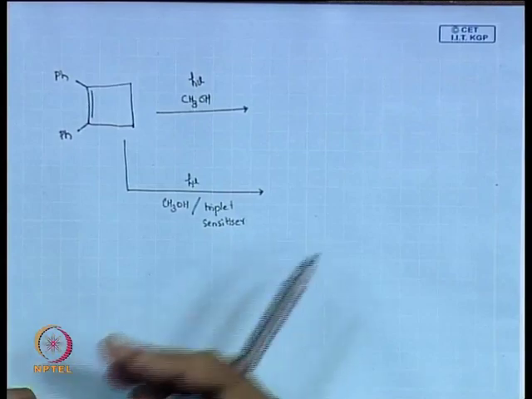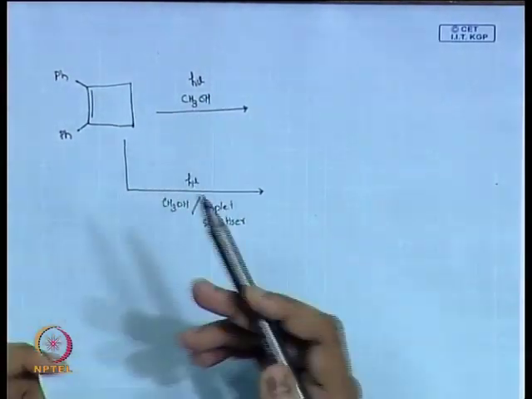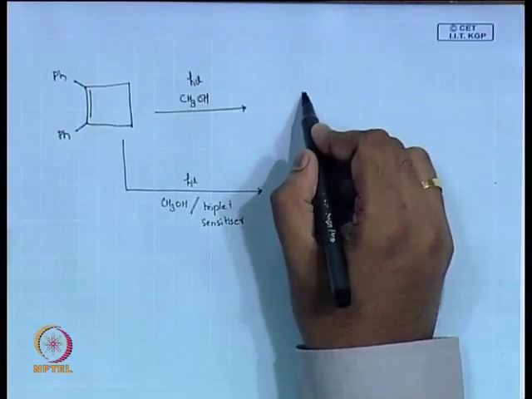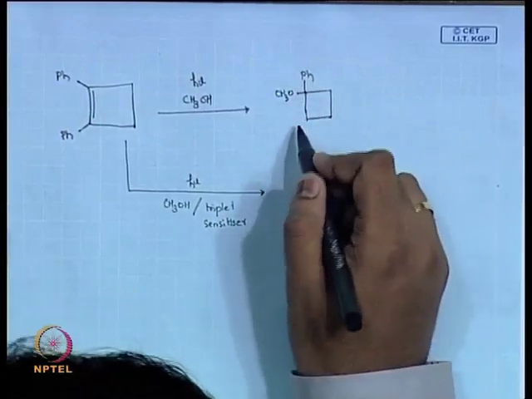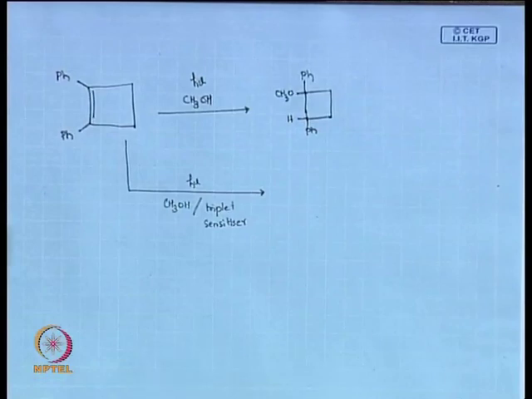In the first case what can you expect, in the second case what are you thinking about, any idea? Yeah. So the second case should be radical chemistry, and the first case should be, but what product can you think about? In both cases you get a major product, but both are different. See, in the first case, I get this product. Okay.